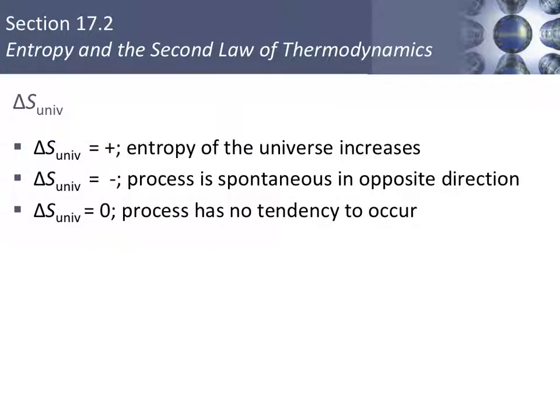When we see an increase in entropy for the universe, that is a positive sign. When we see a decrease in entropy for the universe, that is a negative sign, and that means that process is not spontaneous or not thermodynamically favored. When the entropy change for the universe is 0, that means the process has no tendency to occur, or that the system is at equilibrium.